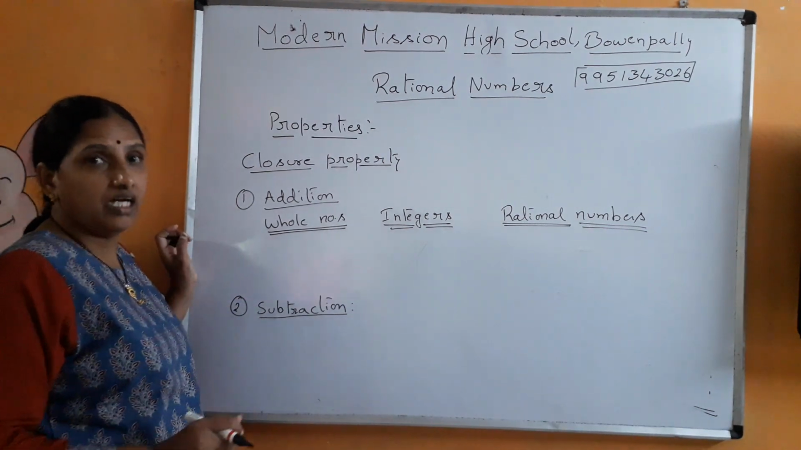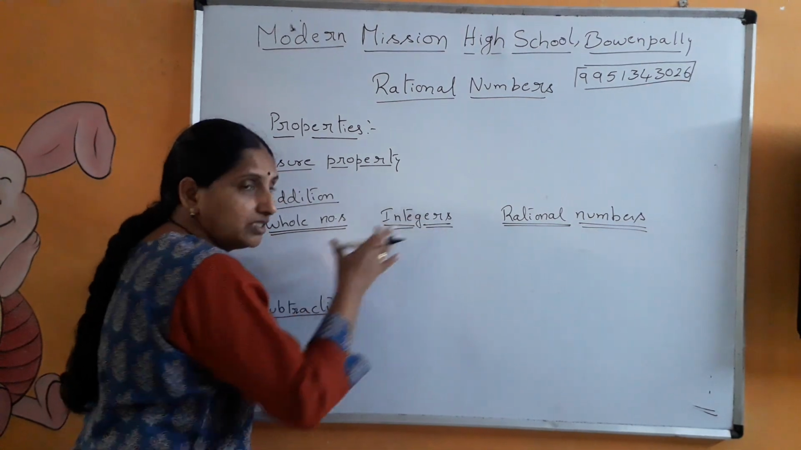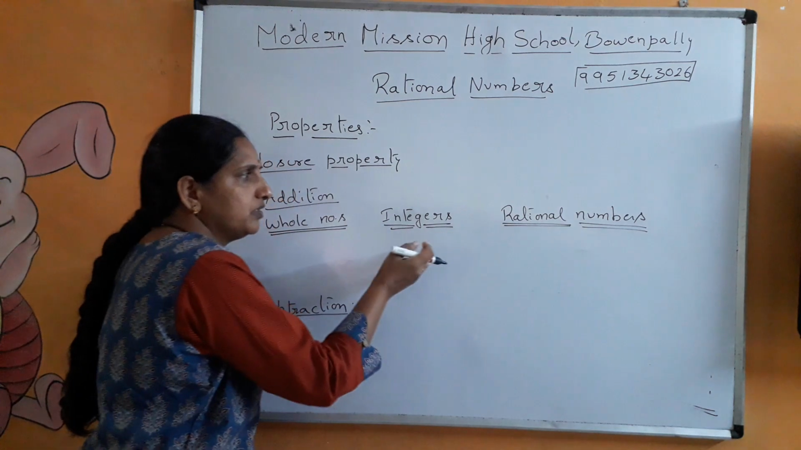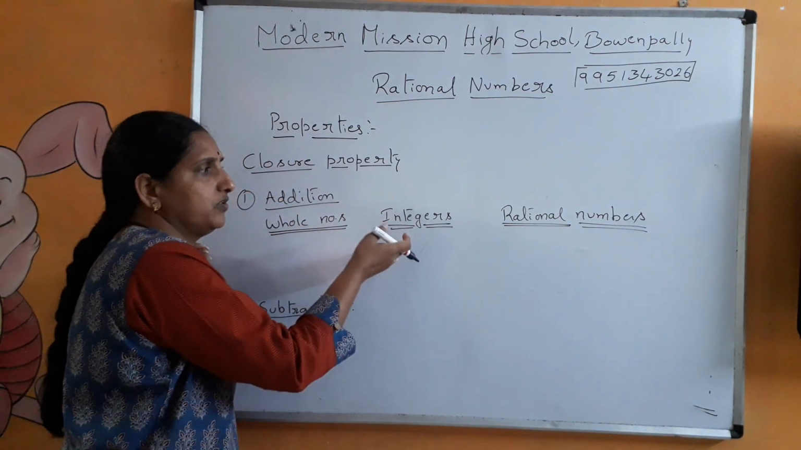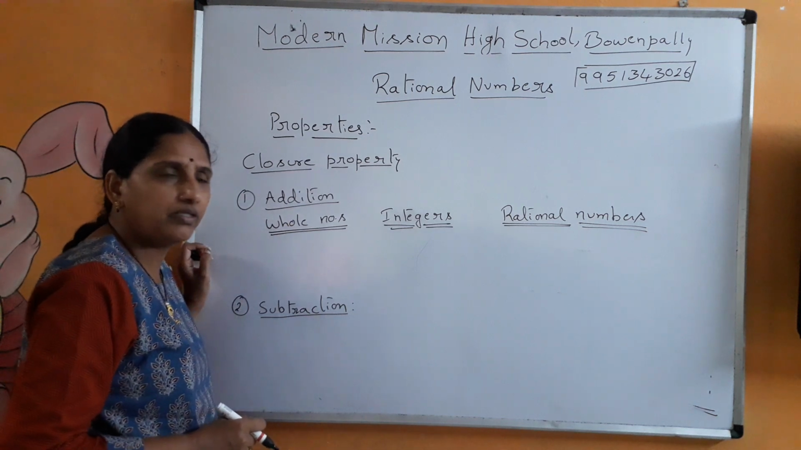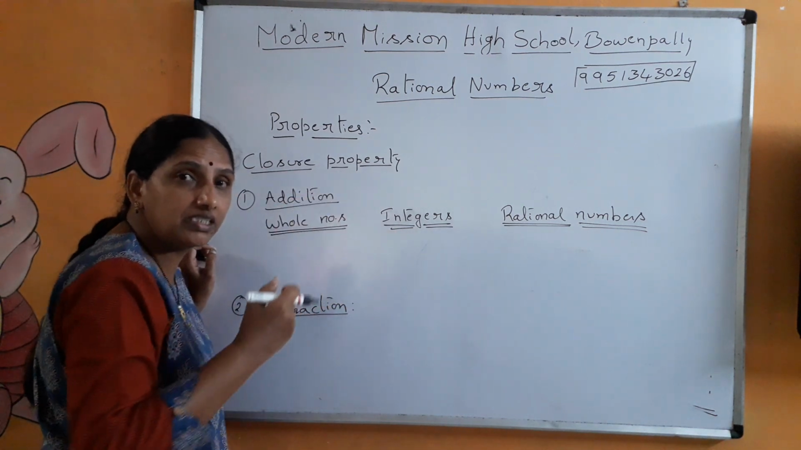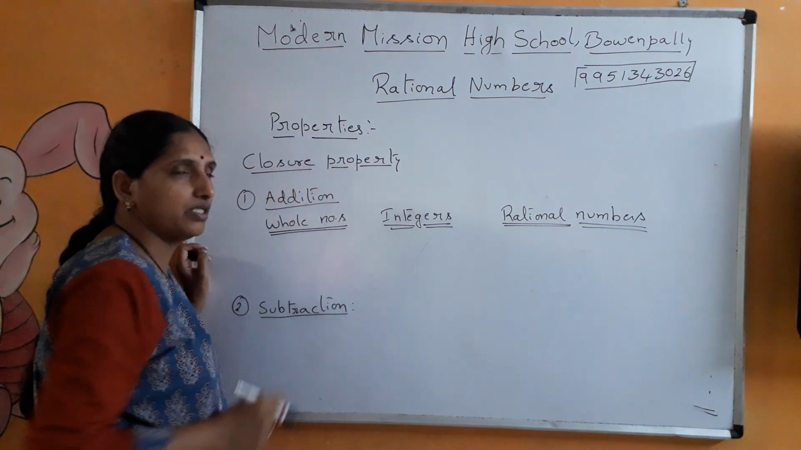In your earlier classes you have learnt about whole numbers and integers. But before I go on to rational numbers, I wanted to remind you all and make you recollect what you have learnt under every property, under whole numbers and integers, so that the comparison becomes very easy for us. Okay? Right. So, closure property.